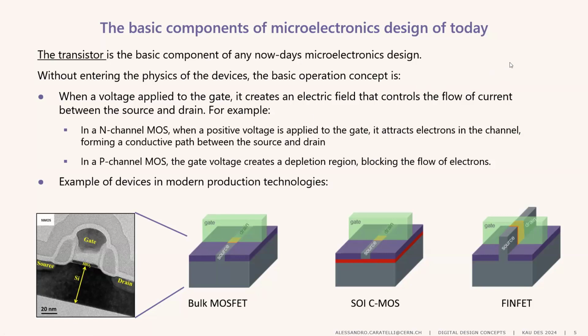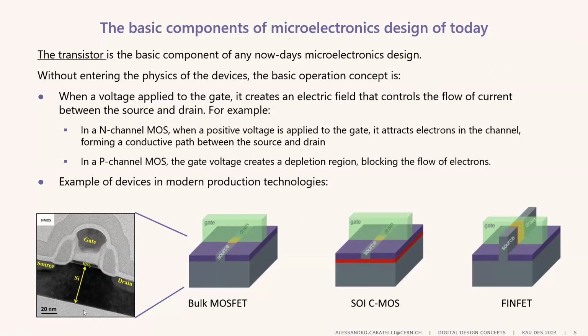And now here you have an example of three different types of devices in different manufacturing technologies, from a bulk MOSFET up to the FinFET, which is used more in recent processes, but the concept is very similar at the end. And here you can actually see a photo of this object on the microscope for a 20 nanometer process.